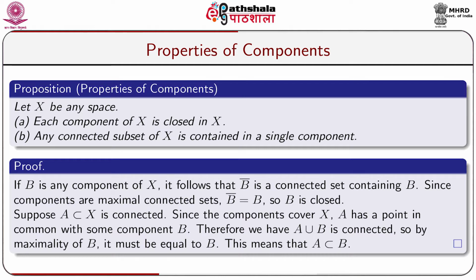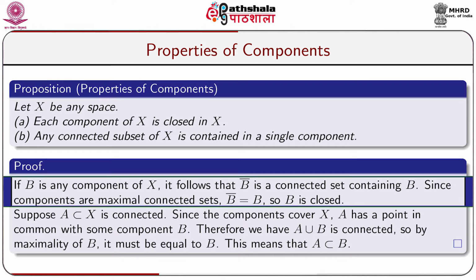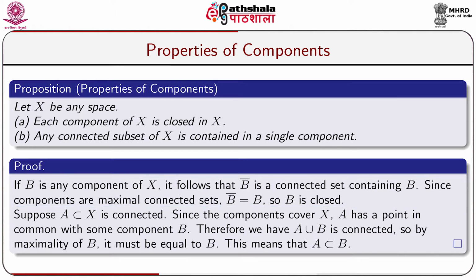Now, to prove that any connected subset of a topological space X is contained in a single component, if possible, let a connected subset A be contained in two connected subsets of X, say B and C.